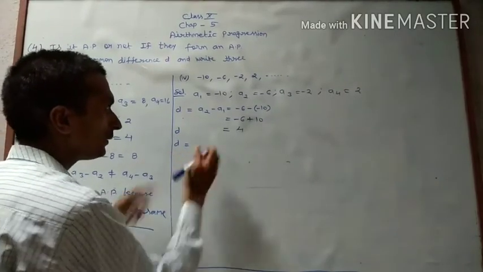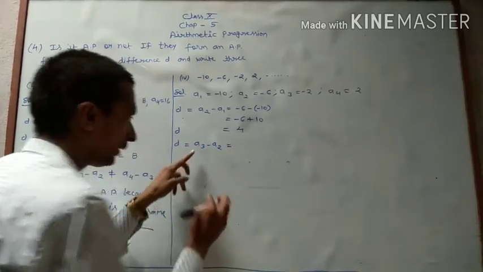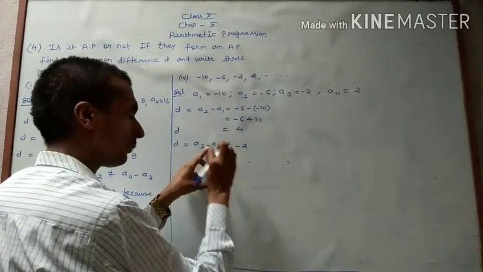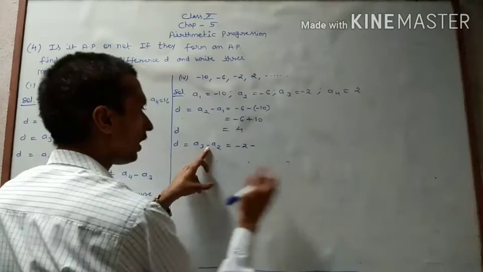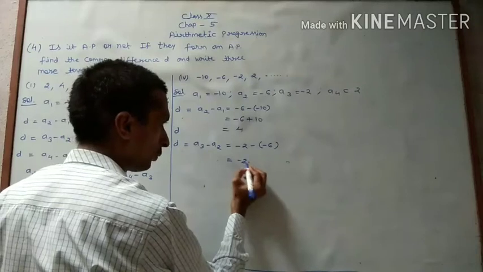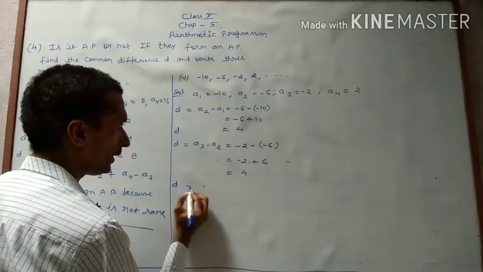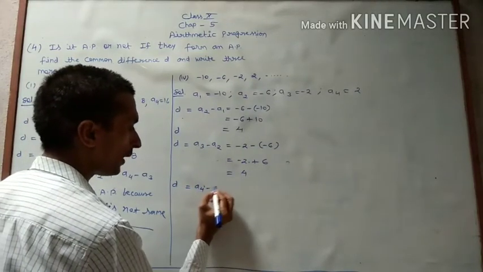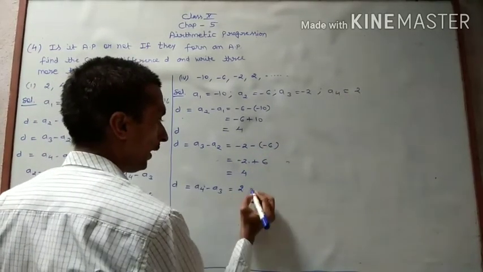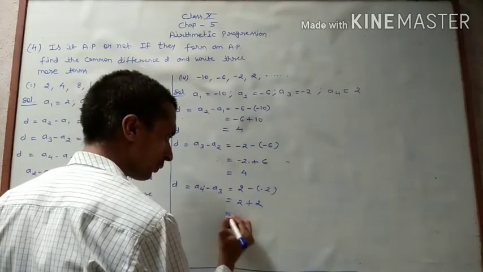Next D, you have to find A3 minus A2. So how do you get A3? The value of A3 is minus 2. Same process, minus sign as it is, and then the value of A2 is minus 6, so you write in bracket: minus 2 minus minus 6, that is plus 6. 6 minus 2 is 4. The last one, A4 minus A3, that means 2 minus minus 2. Minus minus plus. So 2 plus 2 is 4.